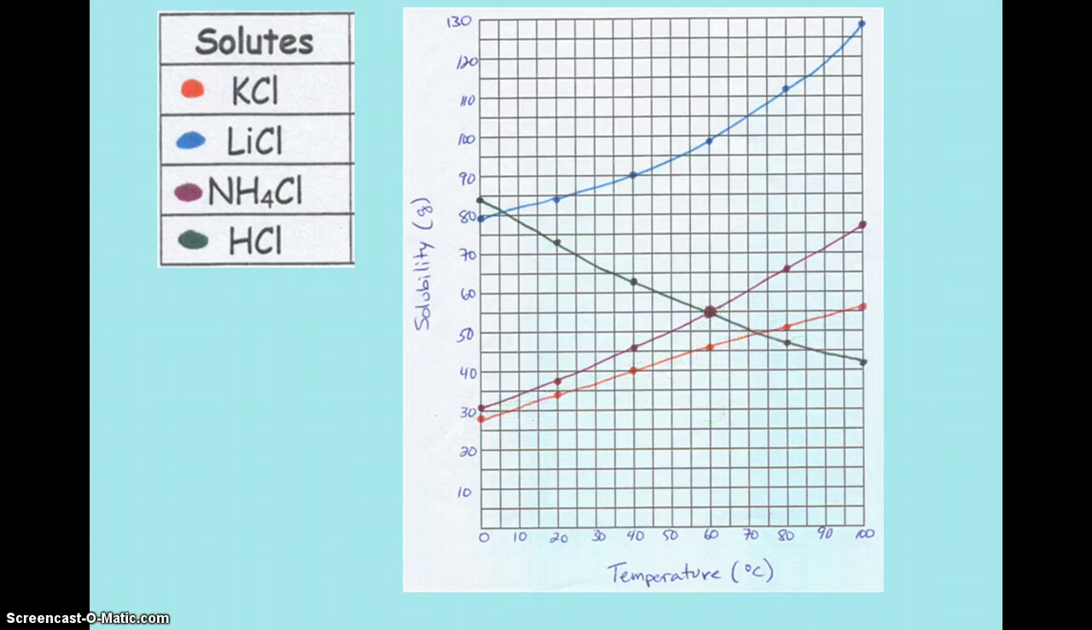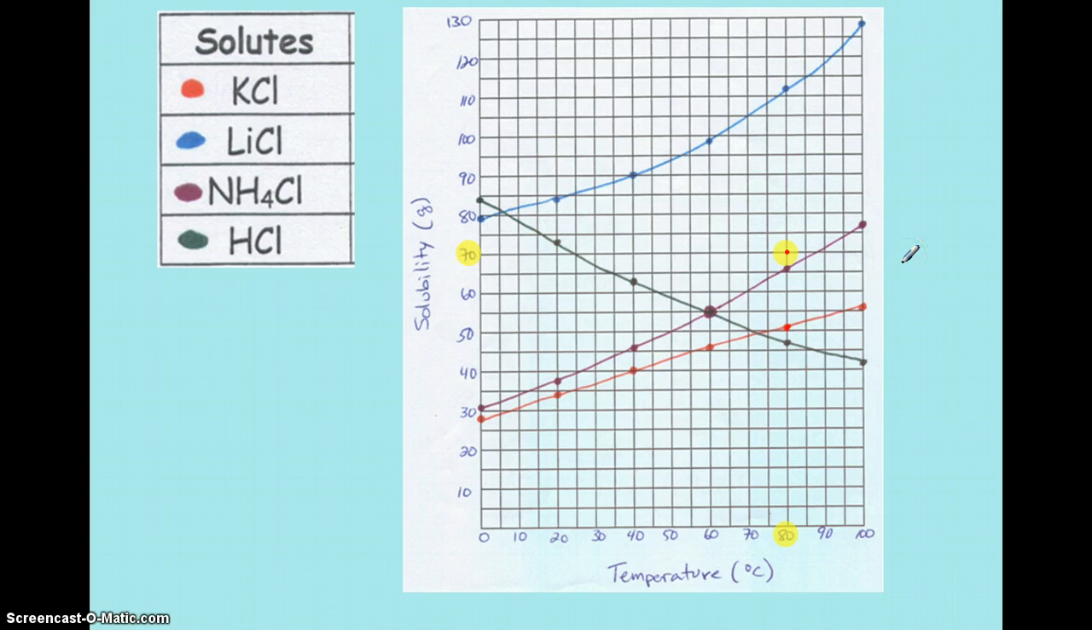All right. Question 6. If you made a supersaturated solution of potassium chloride at 80 degrees with 70 grams, well, let's go find that point. 80 degrees Celsius, 70 grams, and so boom, right there. Well, that would be supersaturated because here's KCl, and at 80 degrees I should only have right there about 50 grams. So that's definitely a supersaturated solution.